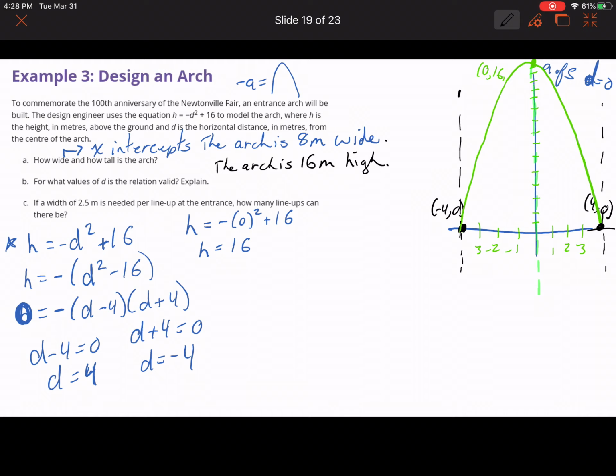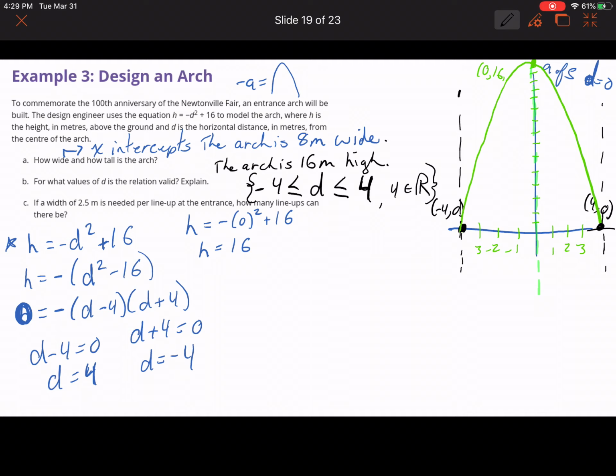And the way we write that is -4 is less than or equal to d, which is less than or equal to 4. And we could even write in that d belongs to the set of real numbers, but we don't need to do that. But this is how we write domain. So -4 is less than or equal to d, which is less than or equal to 4. That's the only time where we have an x value on this arch. Anything bigger or lower than that is not working.